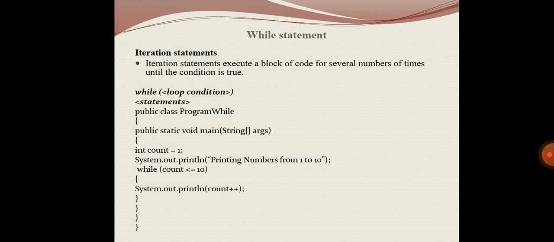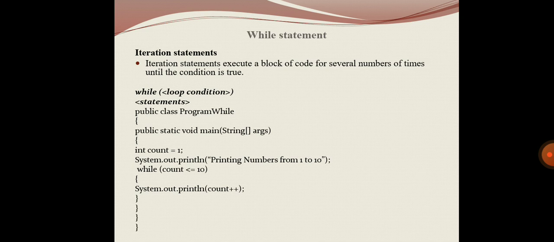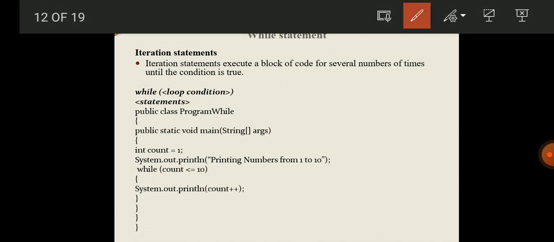So the syntax for the while statement is shown here: while, then the condition, then the statement. Now let us see the program while. Count equal to 1. It will print numbers from 1 to 10.